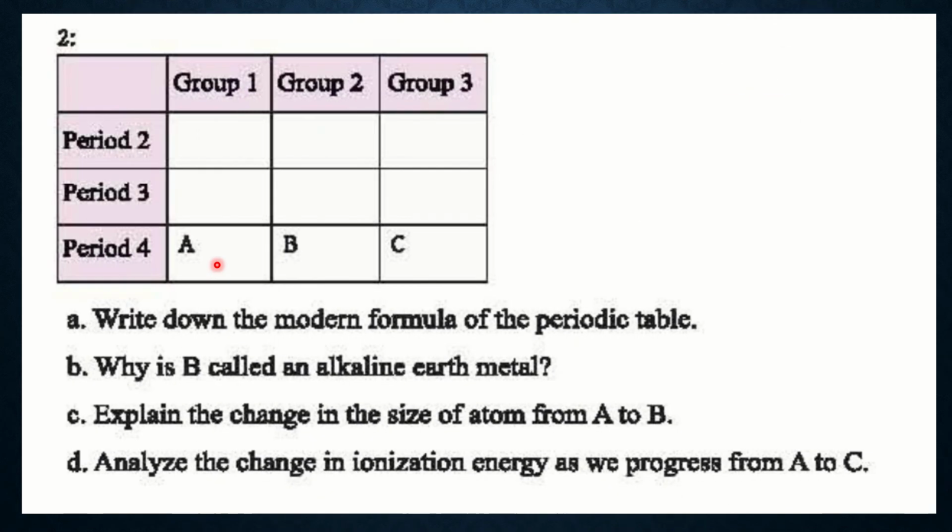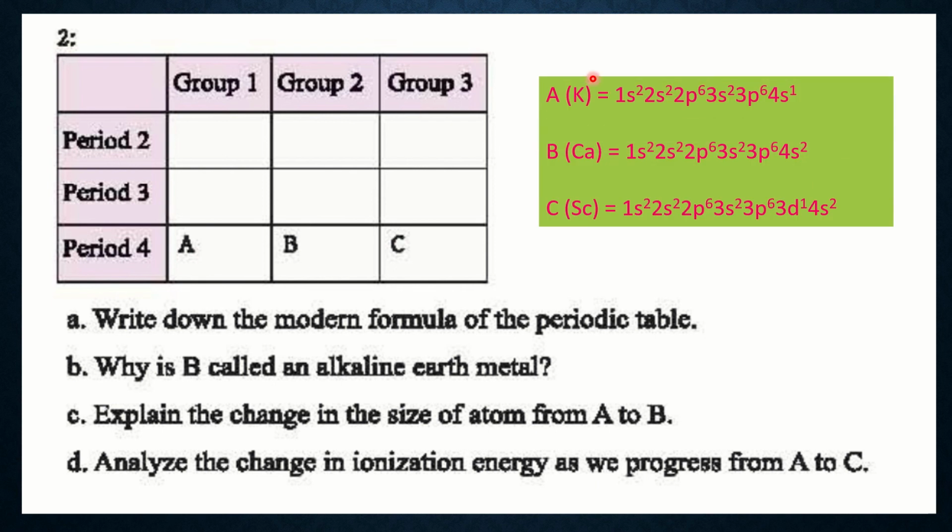Now a 2 number question. This is also a part of the periodic table where there are 3 elements A, B and C. The elements belong to period 4 and group 1, group 2 and group 3. So the element in period 4 group 1 is potassium. Period 4 group 2 is calcium, and period 4 group 3 is scandium.